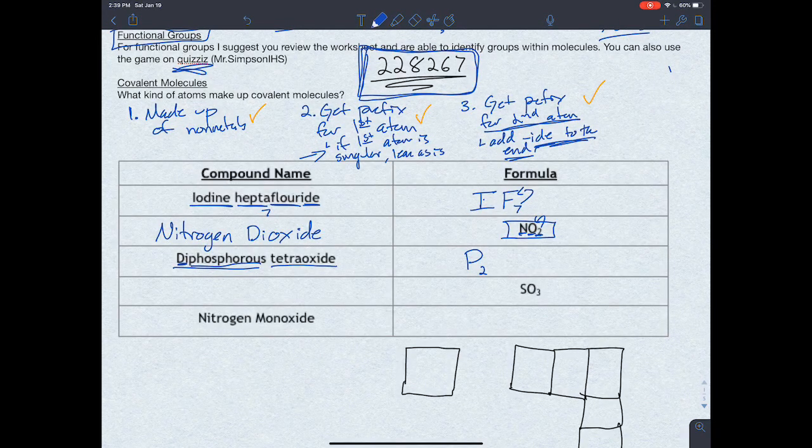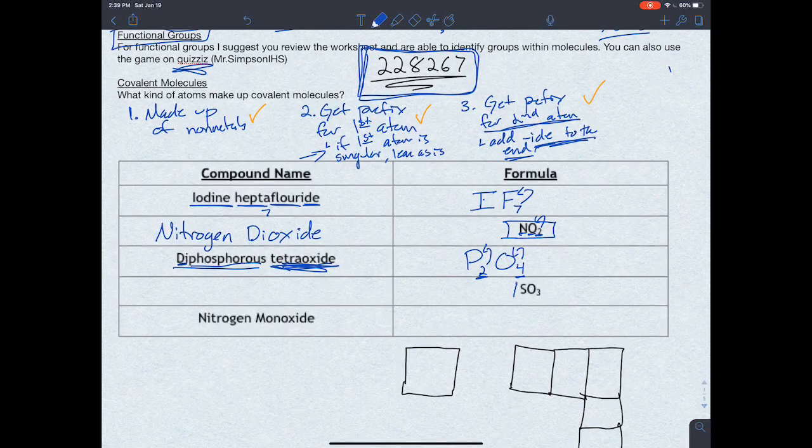Let's move on to our second atom in this molecule. We see the "ox" here, so we know it's going to be oxygen. The "ide" is added at the end, and then tetra. Tetra is 4. So we have P2O4. That's our formula for diphosphorus tetraoxide. Diphosphorus tetraoxide.